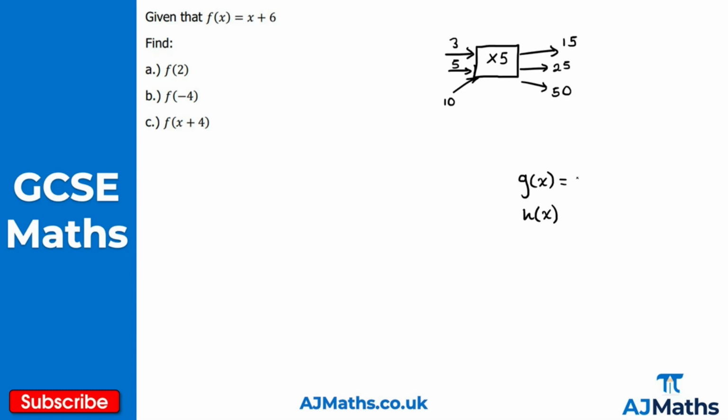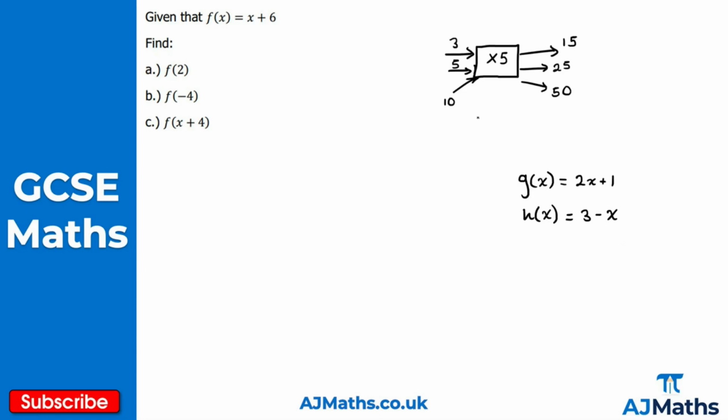So for example, I might have f of x equals x plus 6, g of x equals 2x plus 1, and h of x equals 3 minus x. These are all examples of functions. What we're saying for these functions is, for f of x, we take our number and we add 6. For g of x, we take a number, times it by 2, and we add 1. For h of x, we do 3 minus the number we're putting in.